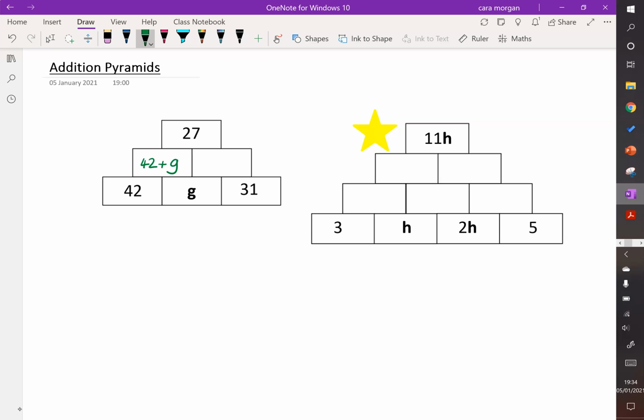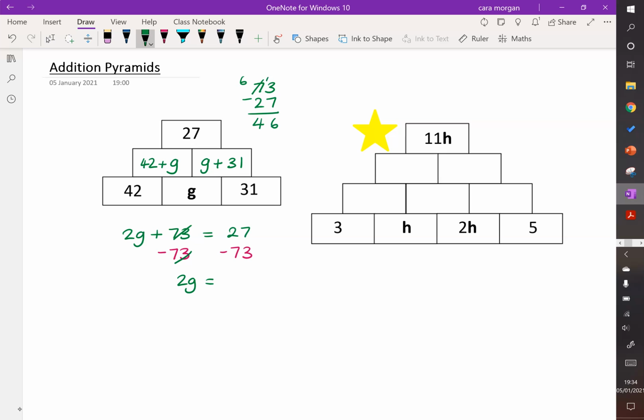So I get 42 add G, and G add 31. I'm going to add the G's together to get 2 G's. I'm going to add 42 and 31 to get 73. That makes 27. I'm going to subtract 73 from both sides. I always find that a little bit tricky, so I think what I'm going to do is I'm going to do 73 subtract 27.